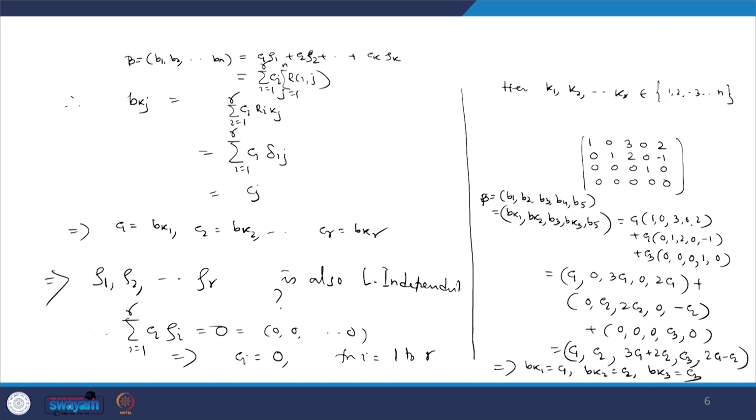So rho 1, rho 2, ..., rho r form a basis for the row space of the matrix R, or the row space of the matrix A.